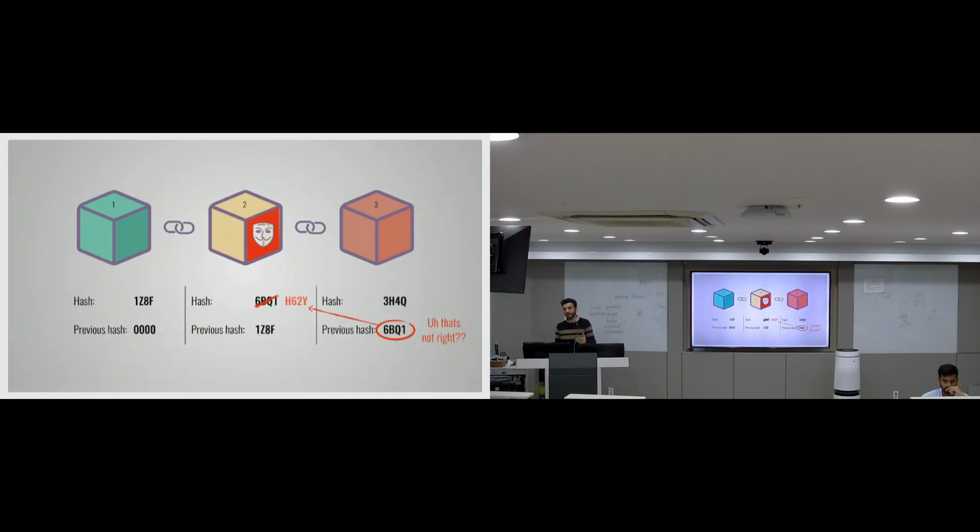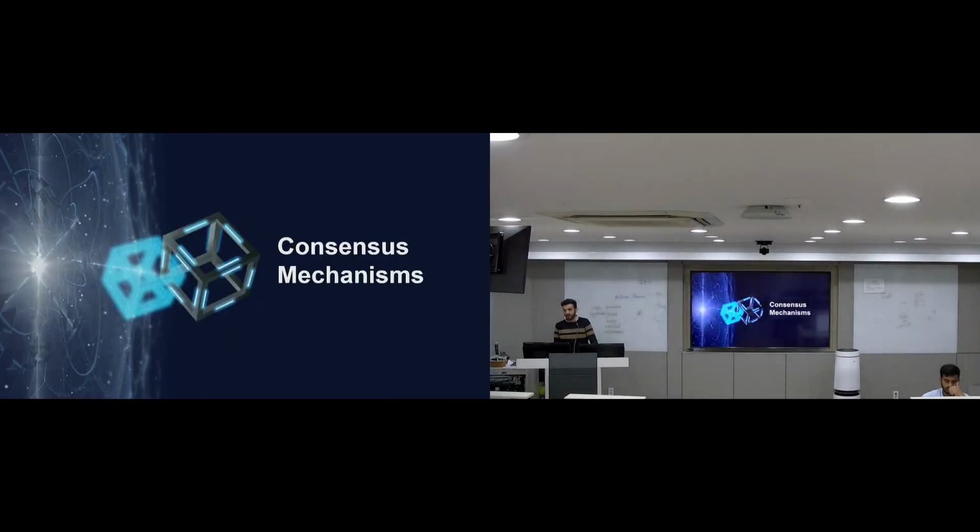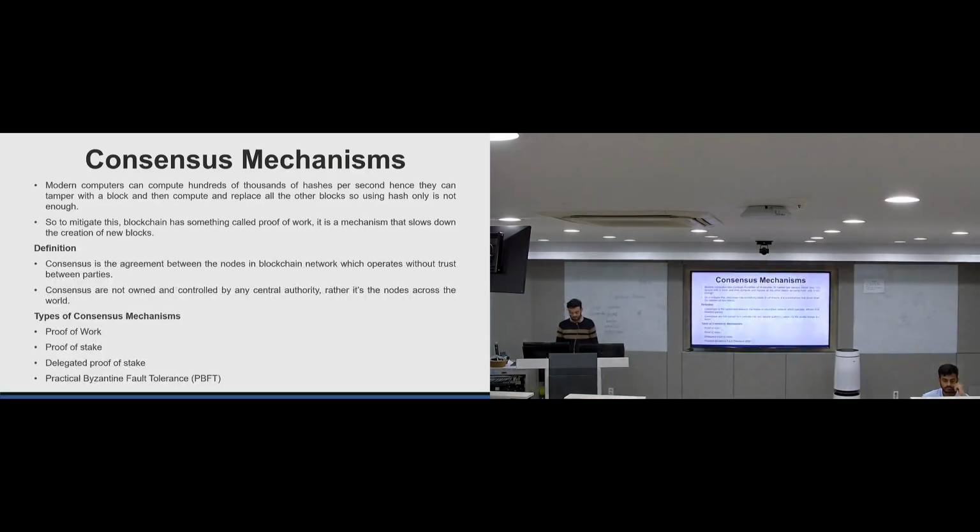So let's say we have been attacked by malware, or an intruder has attacked the blockchain. This is how the blockchain secures the data: you can change the configuration of a single block, but you cannot change the configurations of the previous blocks. Since each block also stores the hash of previous blocks, it becomes difficult for hackers to change each and every block's hash. Then we have consensus mechanisms that also aid the encryption technology of blockchain. Modern computers can compute hundreds of thousands of hashes per second, so they could tamper with a block and then compute and replace all the other blocks.